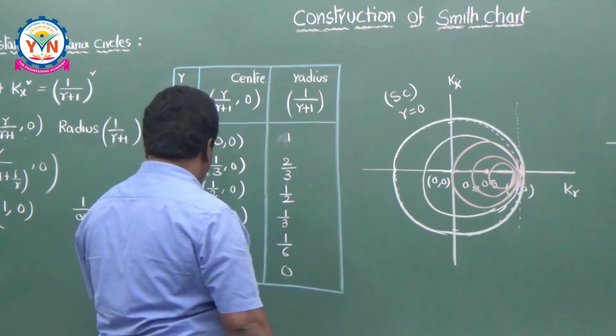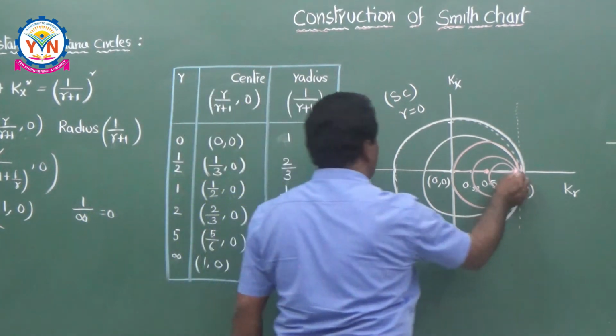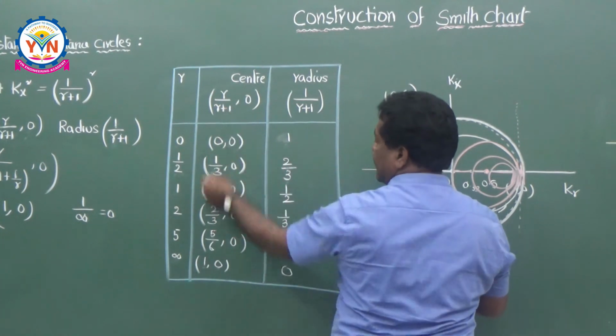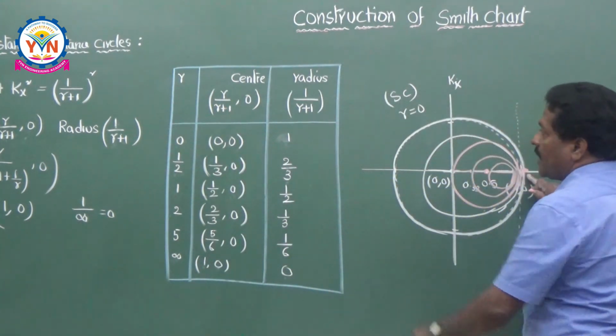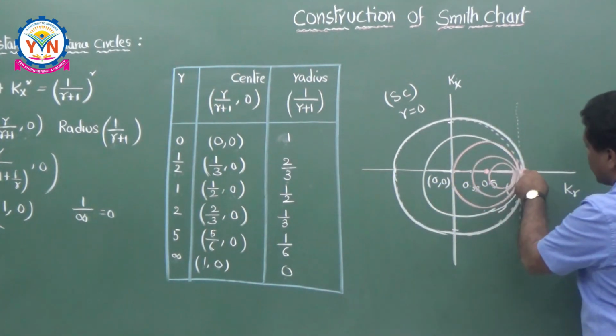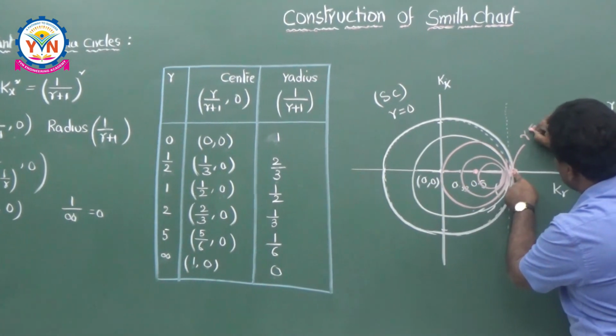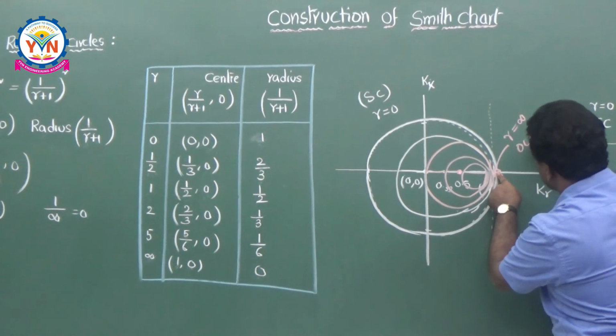And if you take r is equal to infinity, the center is 1, 0. This is the 1, 0 point here, and its radius is 0. It is just like a dot. So r is equal to infinity means open circuit.